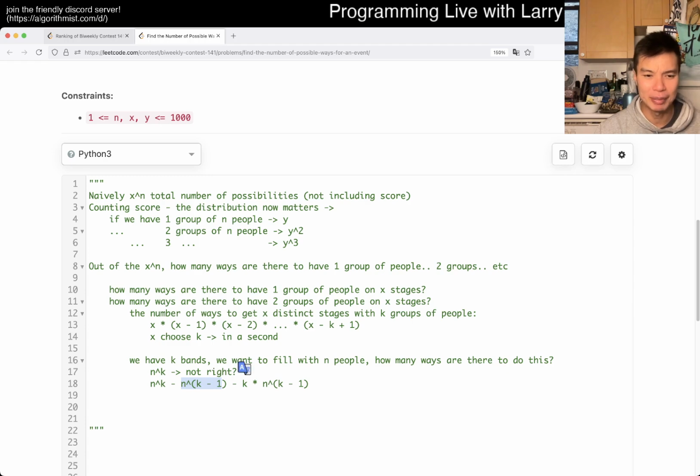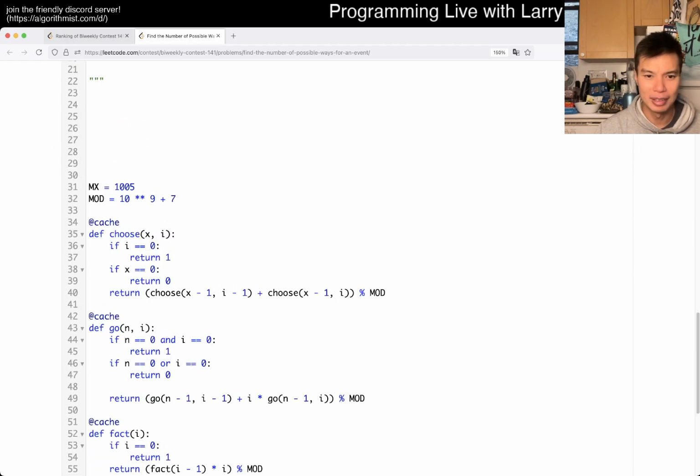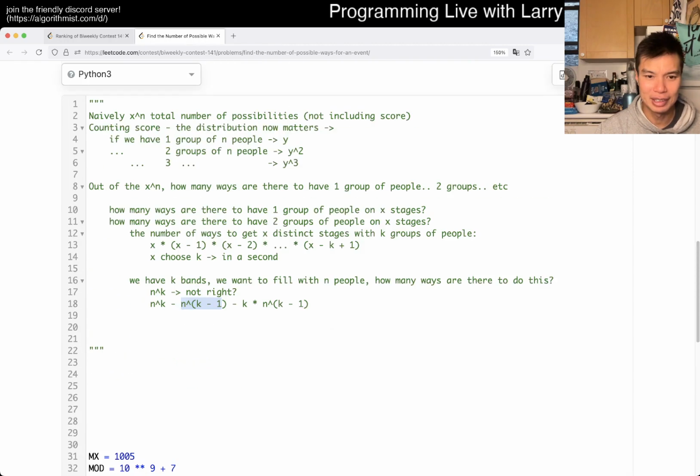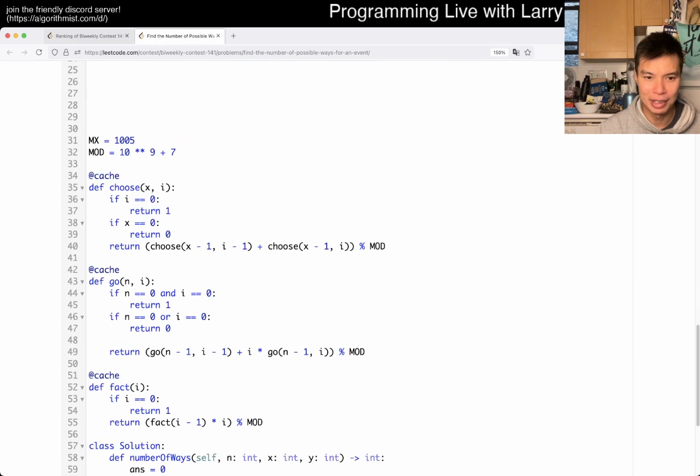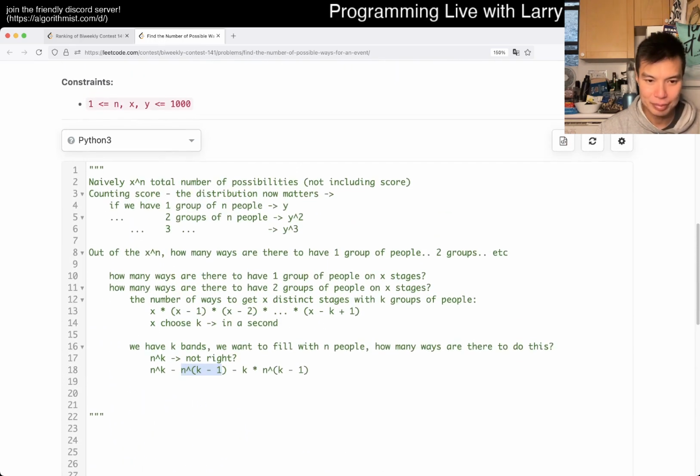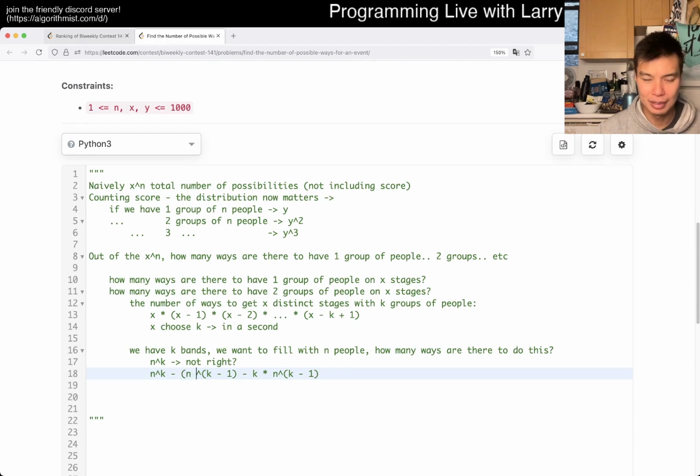Did I mess this up? I think maybe I messed this up a little bit. I think there's like an n minus 1 somewhere actually. Yeah, this is hard to get right.